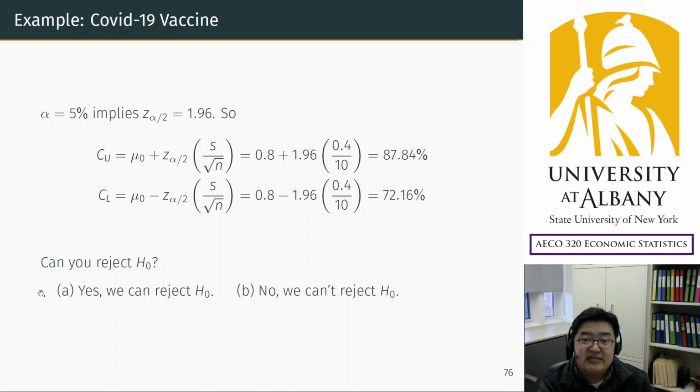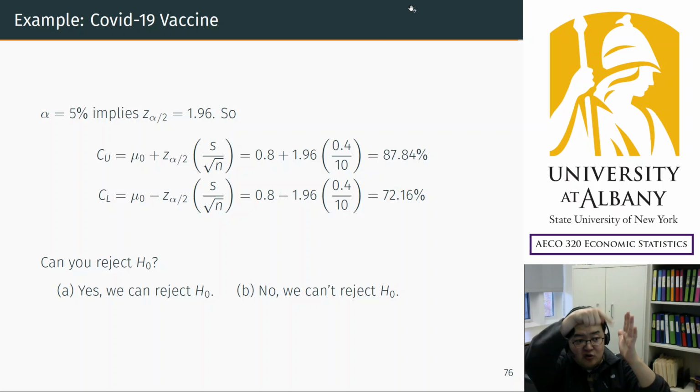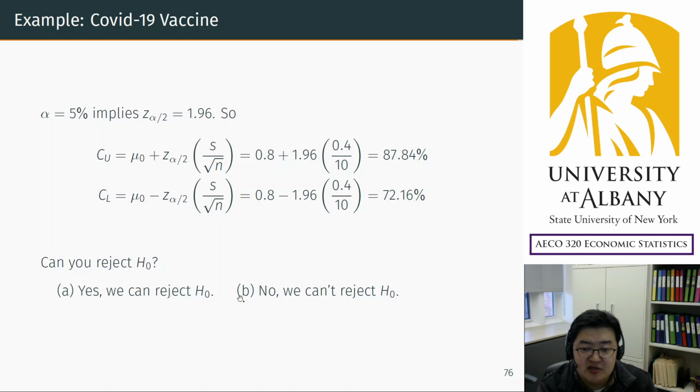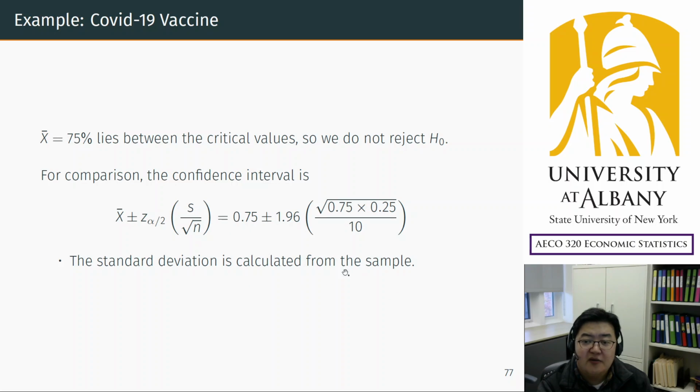Then do you reject or not? You observed 75%. So it's easy. 75% lies between these two numbers. So you choose the critical value like this, and your data is inside. If your data comes inside the interval, then you do not reject. So the answer is you do not reject the null hypothesis. Okay, so to do it again.